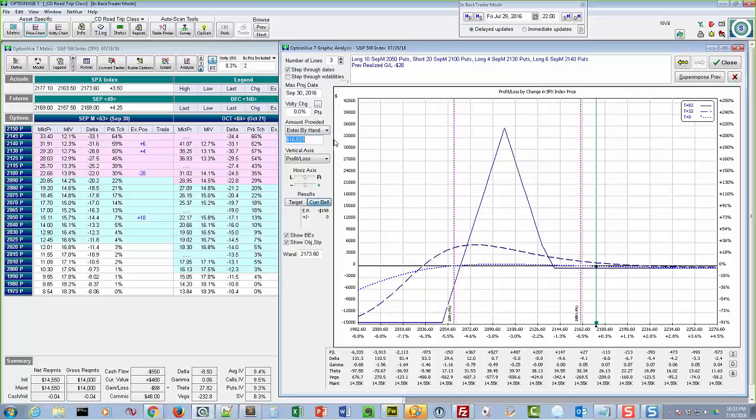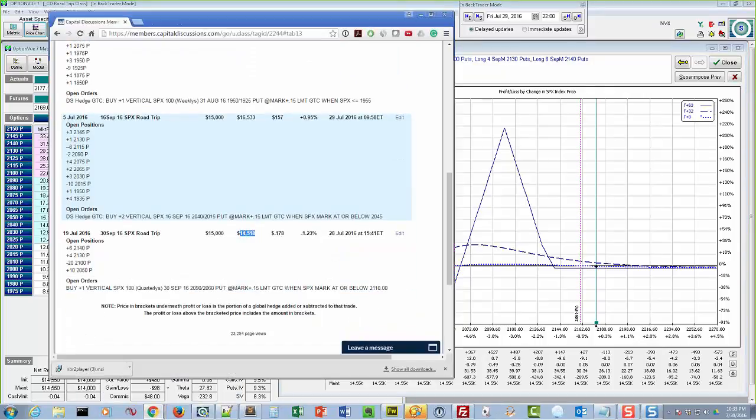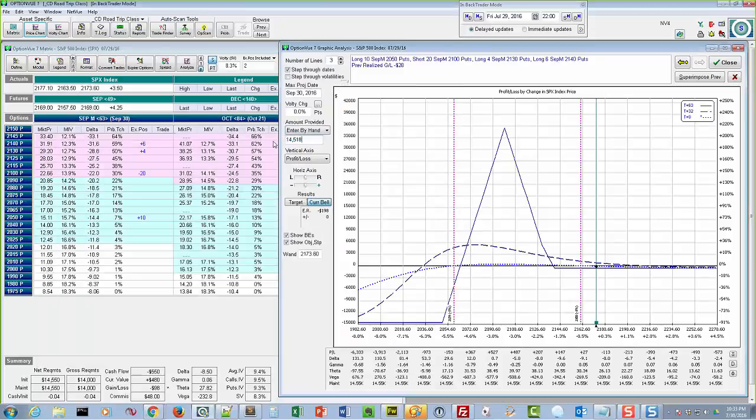Right, and just to make sure that all the brand newbies understand, when Tom and I say 1 lot or 1 tranche, we mean a 1 by 2 by 1. So, long 1, short 2, long 1. That's what we mean by a 1 lot or a 1 tranche.